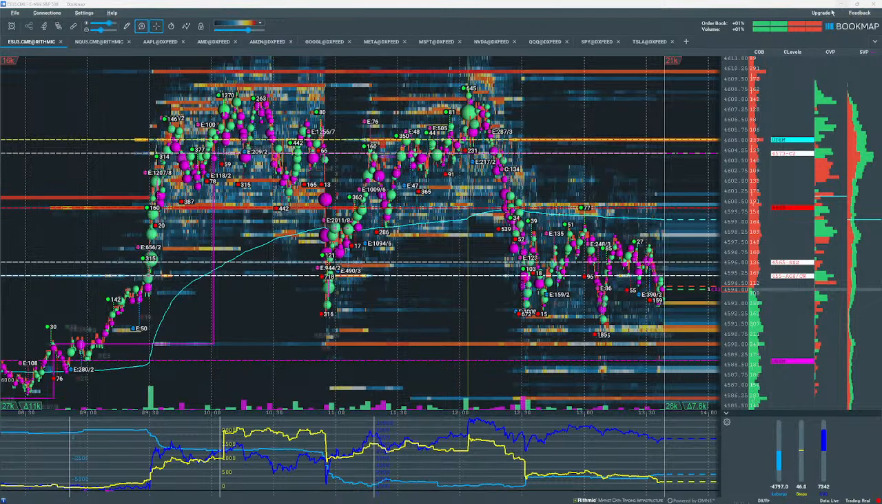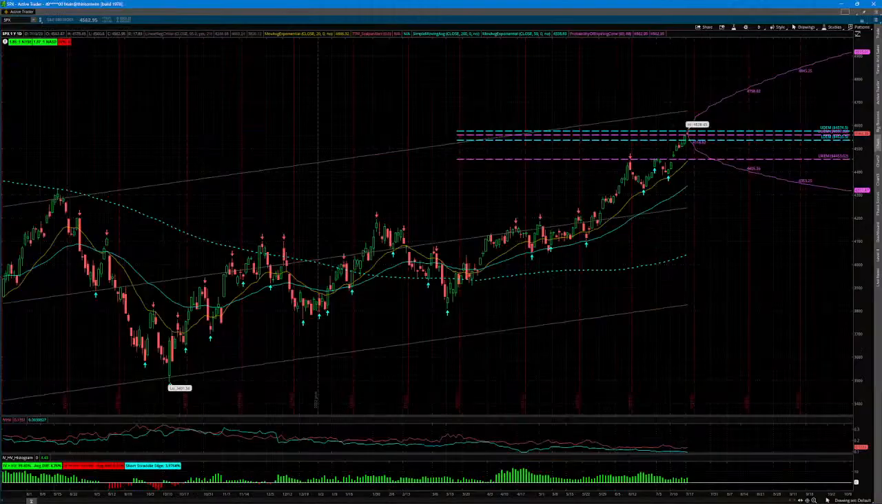This is the S&P 500 futures, ES futures, and Bookmap. And before I take a closer look at this chart, I'm going to take a look at a larger time frame. Back to SPX.